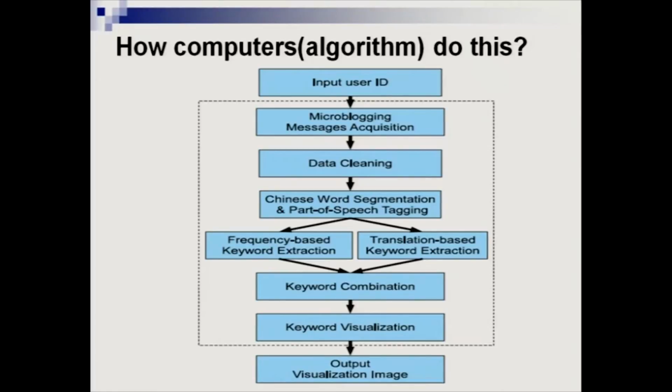One is frequency-based keyword extraction. The frequency here is based on the text itself. We also use the machine translation-based keyword extraction algorithm. Then we combine these two schemes to do keyword translation and visualization as keyword cloud output.